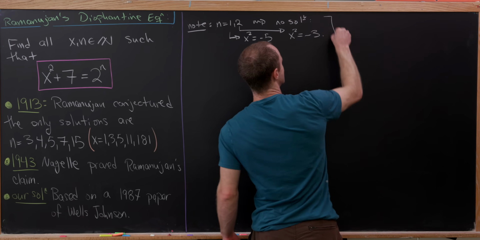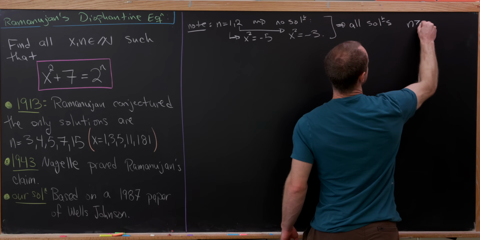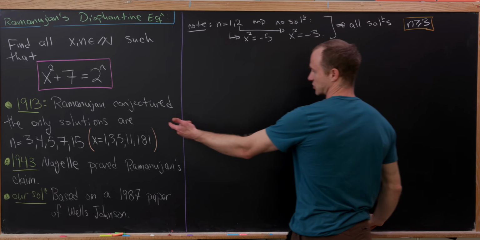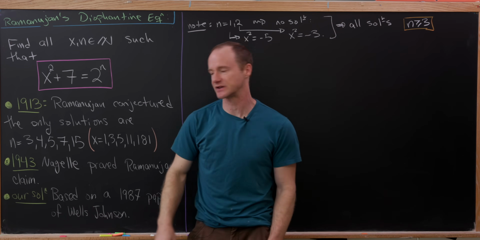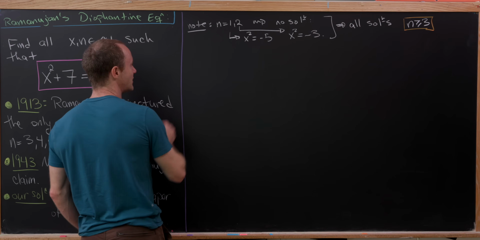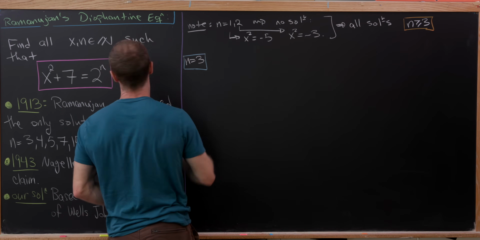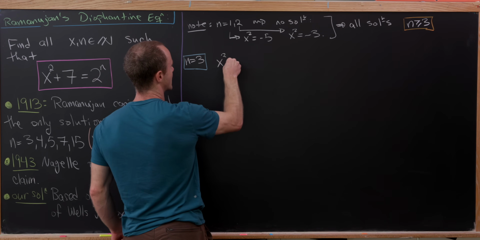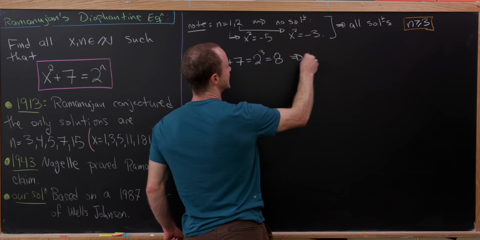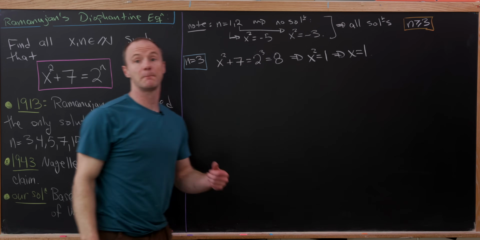Okay, so what does that mean? So that means all solutions occur when n is bigger than or equal to 3. And of course, Ramanujan's conjecture covers that, although these first two cases are really trivial. So in fact, we do get a case when n is equal to 3. Maybe we'll look at that case just so that we have a feel for how this works. So notice with n equal 3, we have x squared plus 7 equals 2 cubed, but that's clearly equal to 8. And so we get x squared equals 1, which means x is equal to 1 because we're over positive integers.